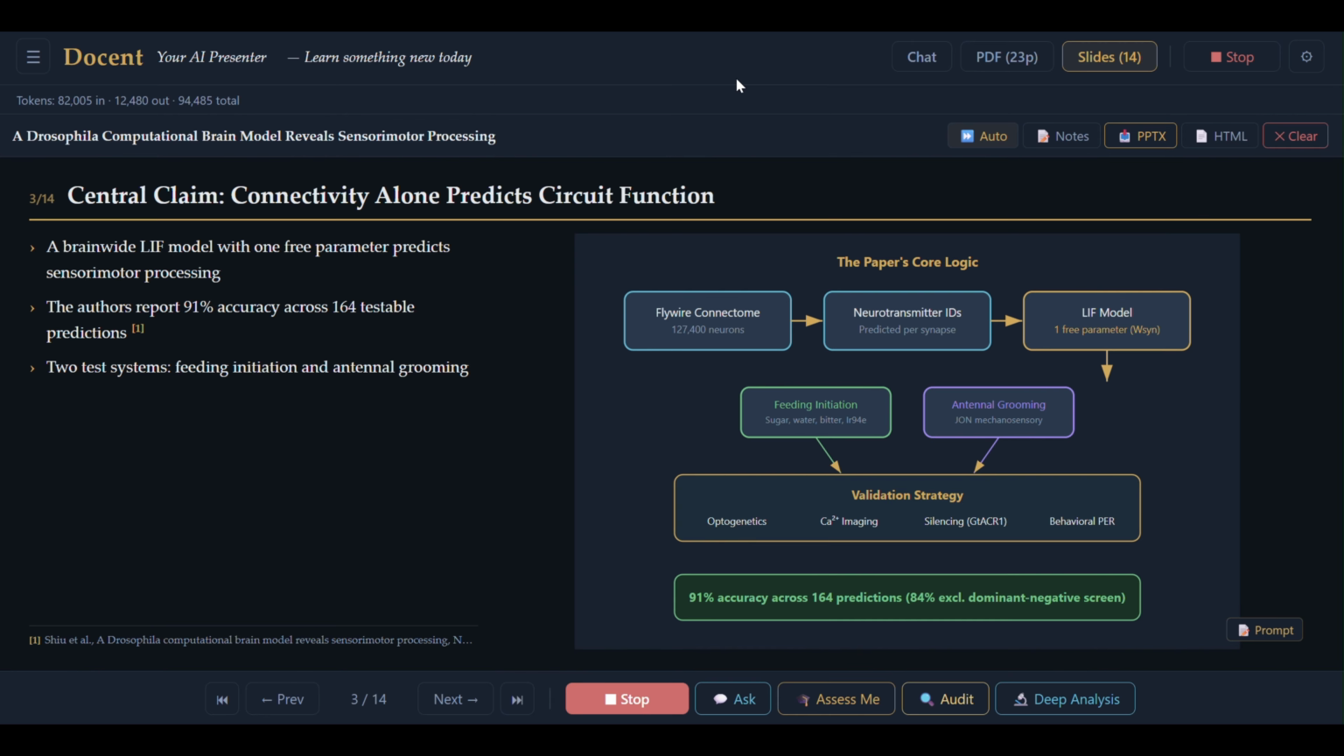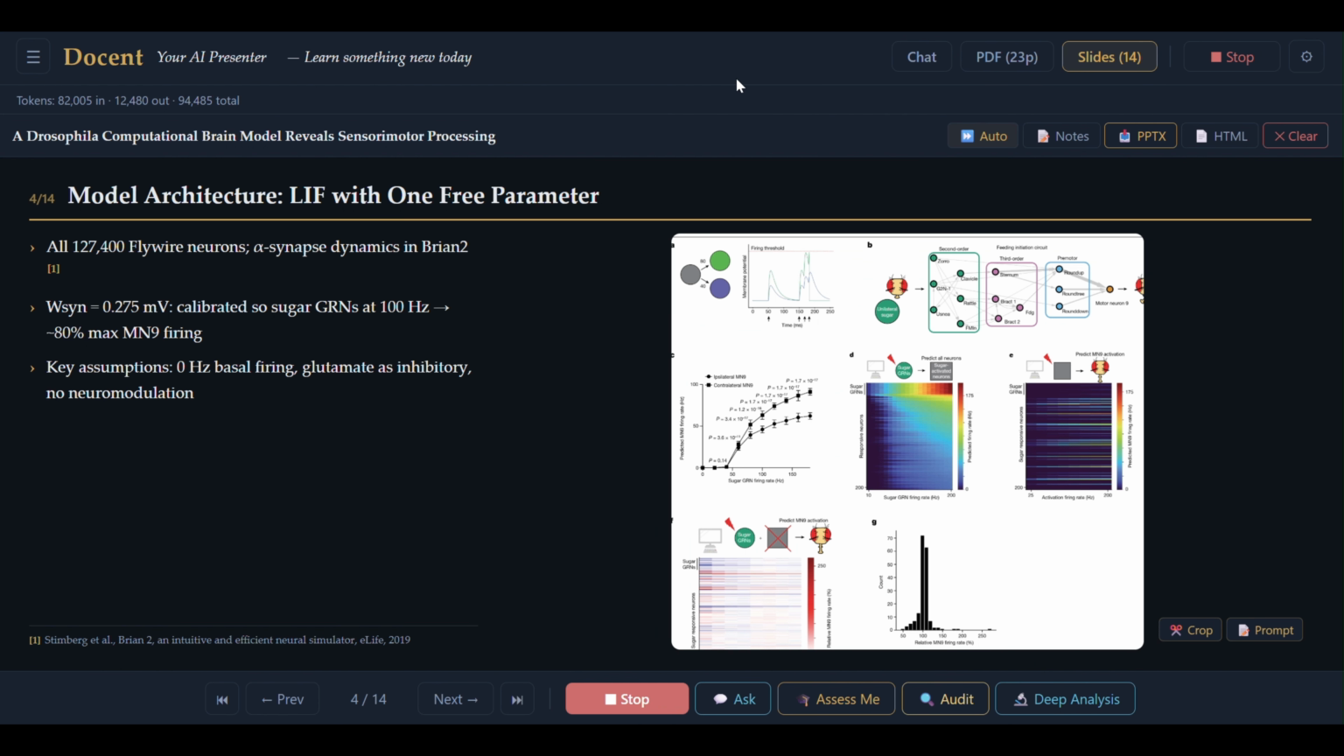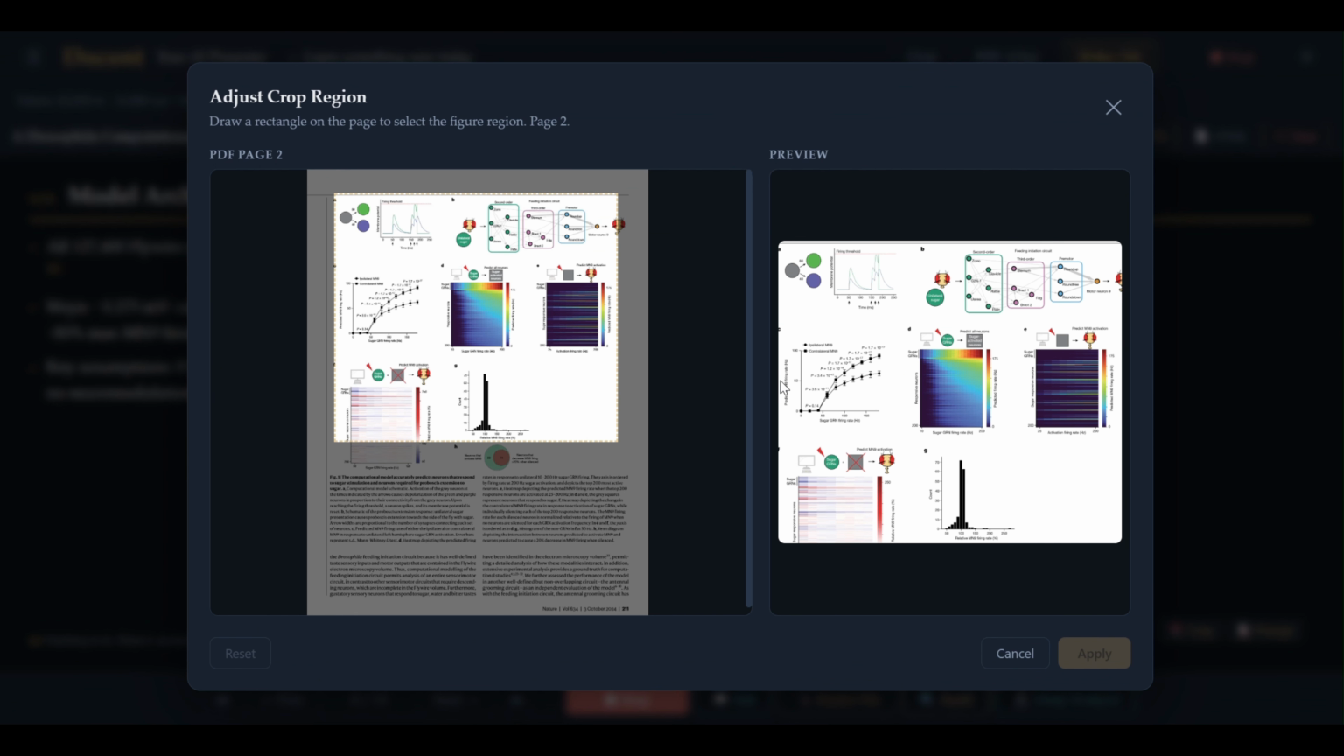The two test systems, feeding initiation and antennal grooming, were chosen because both have well-defined sensory inputs and motor outputs contained within the EM volume. A key question for our discussion: is this accuracy impressive, or does it reflect the relative simplicity of the circuits tested? Here is the model architecture and main sugar circuit results, all from Figure 1.